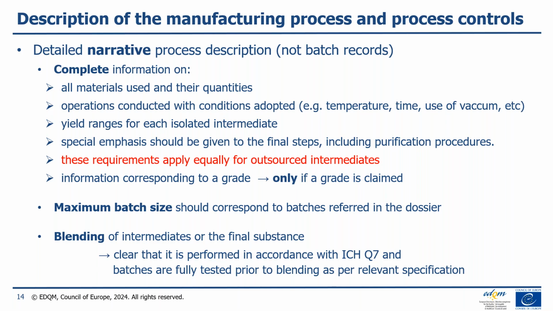Information should also be included on the maximum batch size, and it should correspond to the size of the batches referenced in the dossier for the discussions and as provided in section 3.2.S.4.4. Blending of intermediates of the final substance is, of course, possible. It should be described. It should be clear in your description that it is performed in accordance with ICH Q7 and that batches are fully tested prior to blending as per the relevant specification.